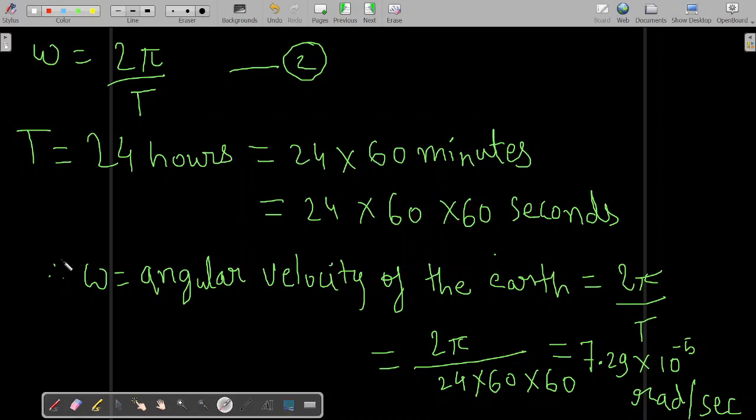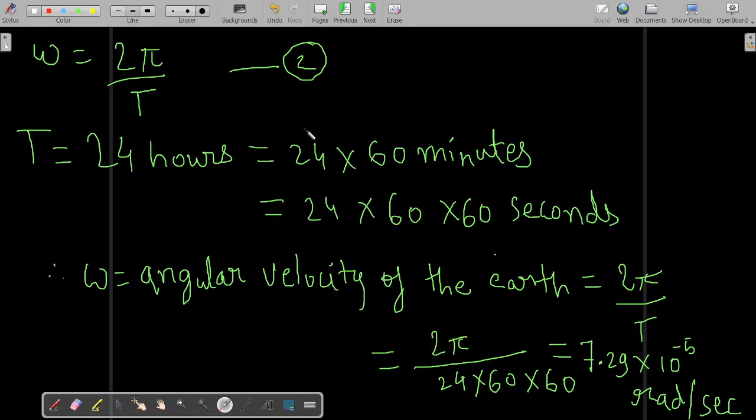Okay, so let us calculate the angular velocity of the earth. Omega equal to angular velocity of the earth equal to 2 pi by T. Okay, omega is what? Angular velocity of the earth, and that is equal to 2 pi by T. And in the place of T, that is 24 into 60 into 60, you will substitute over here. So in the place of T we have substituted that, and 2 pi is as it is.